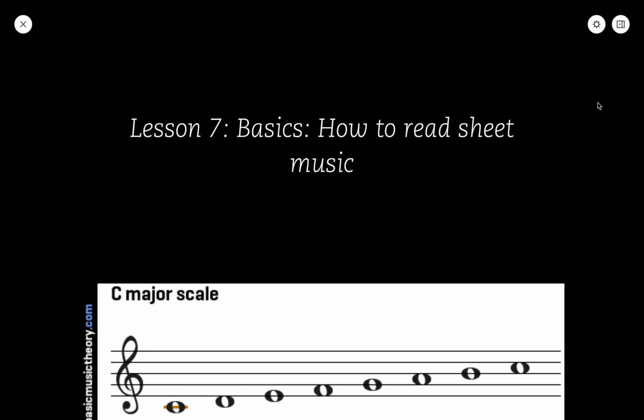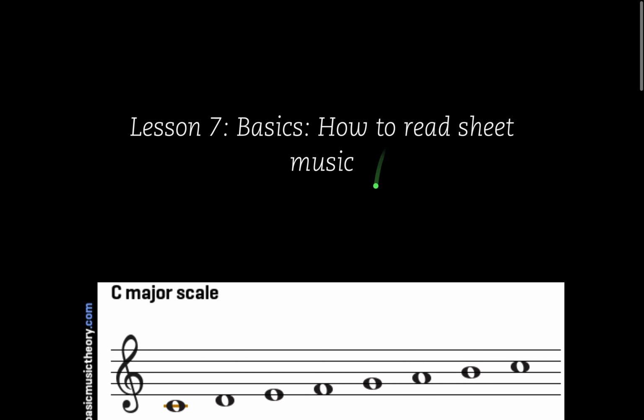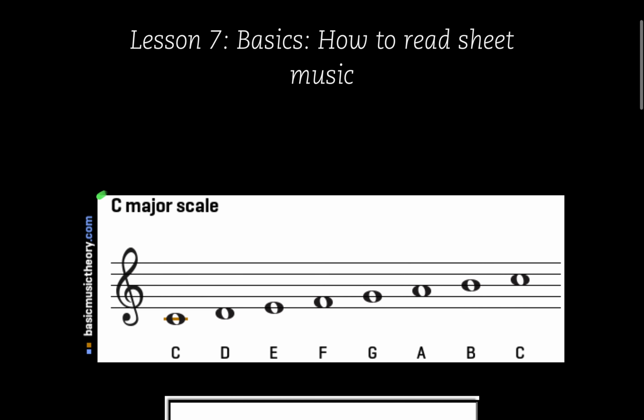So, lesson 7, the basics. How to read sheet music. Now you see this is a sheet music and it shows a C major scale as mentioned previously. C, D, E, F, G, A, B, C. Now look at this. What is this symbol?